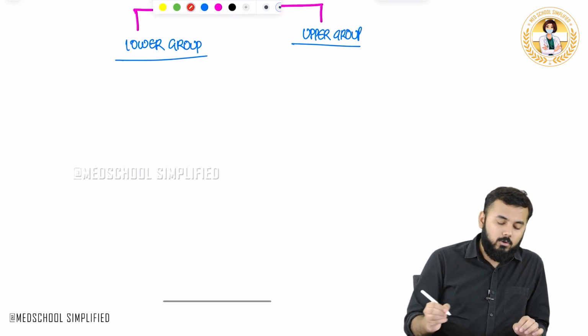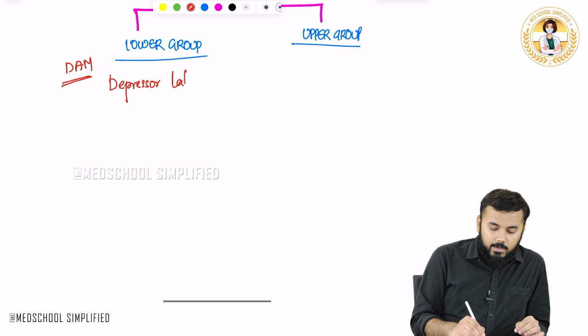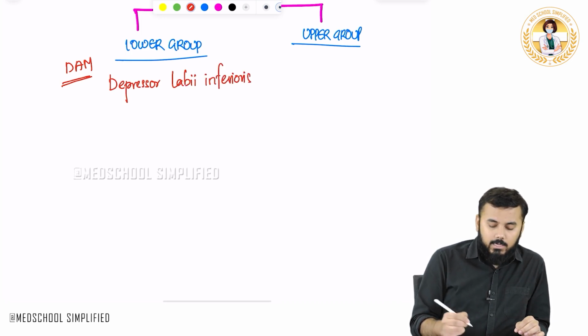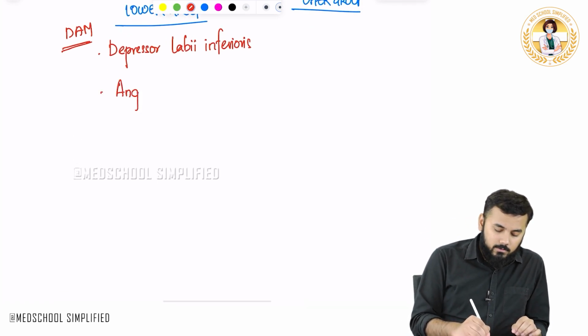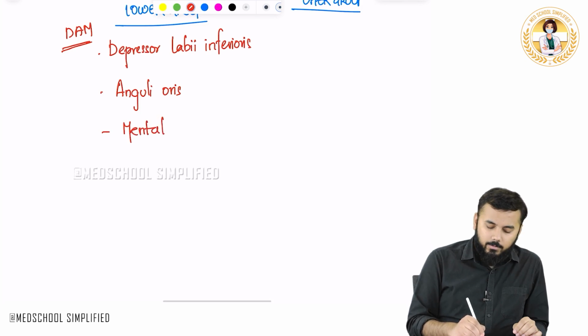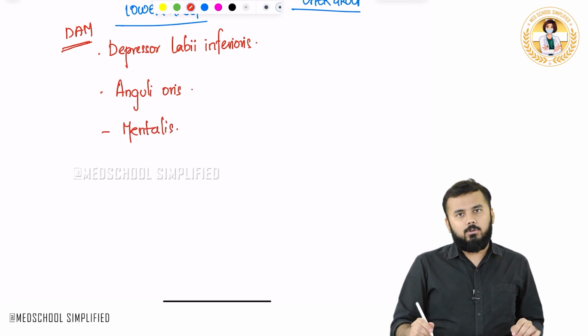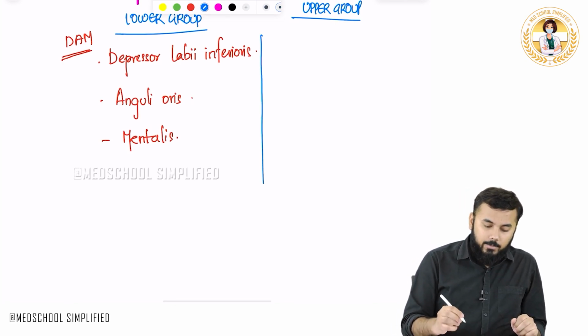So, what are the lower group muscles? Just remember them as DAM, D-A-M, DAM. Okay. What does D stand for? D stands for depressor labii inferioris. A stands for anguli oris, and the third, M, stands for mentalis. Just remember it. You need not identify these muscles, it is not important, just remembering the names is enough, okay.